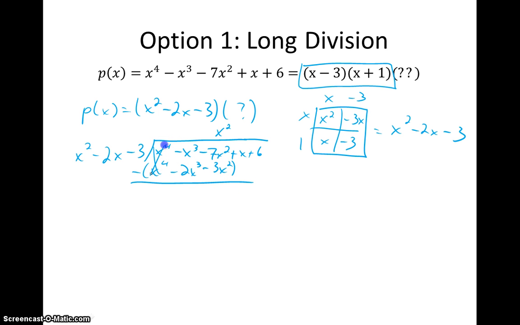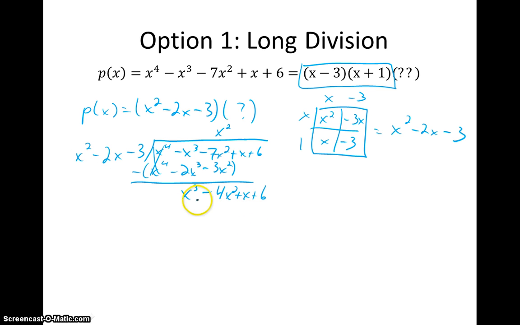X fourths go away. Negative x cubed minus negative 2x cubed. So that's going to be negative 1 plus 2, which gives us a positive 1x cubed. Might have to watch that a few times to see how that came out. Negative x squared minus a negative 3x squared. So we're adding again because we're subtracting a negative. So that's going to give us negative 4x squared. And then the plus x and the plus 6 come along for the ride.